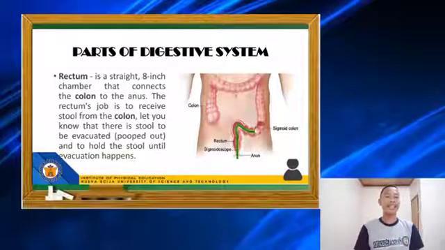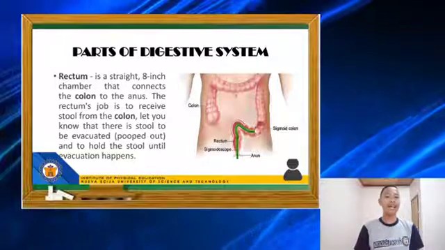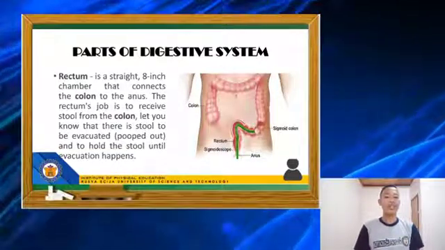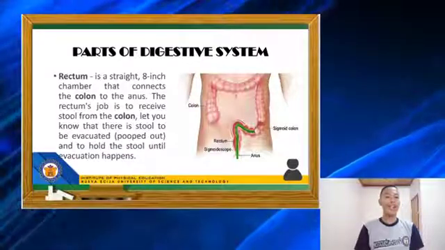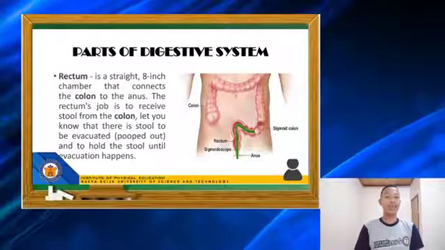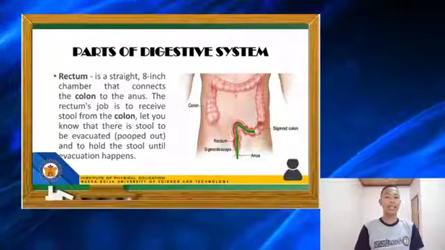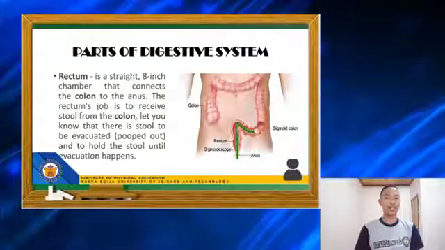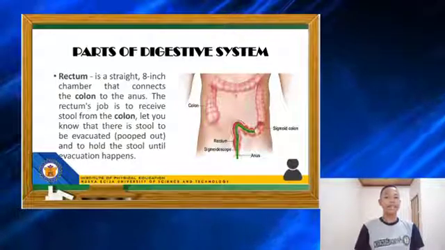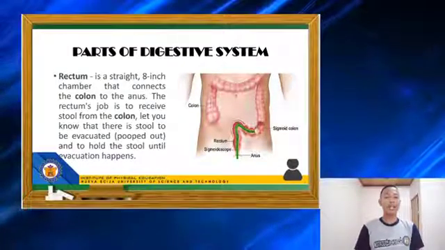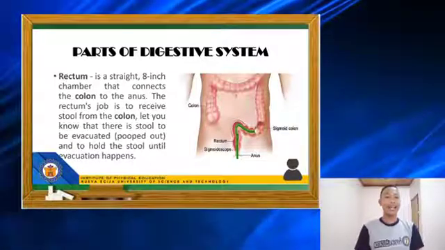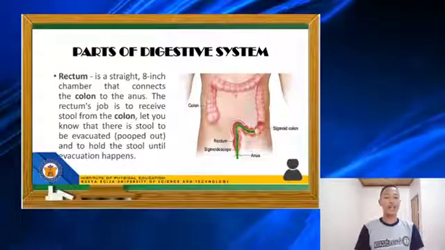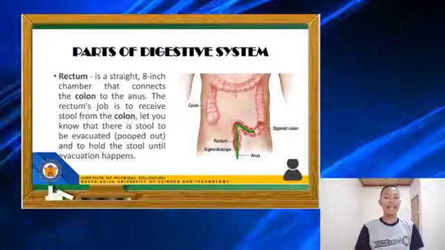The rectum is a straight 8-inch chamber that connects the colon to the anus. The rectum's job is to receive stool from the colon, letting you know that there is stool to be evacuated, and to hold stool until evacuation happens. The rectum is a part of the lower gastrointestinal tract. The rectum is a continuation of the sigmoid colon and connects to the anus.